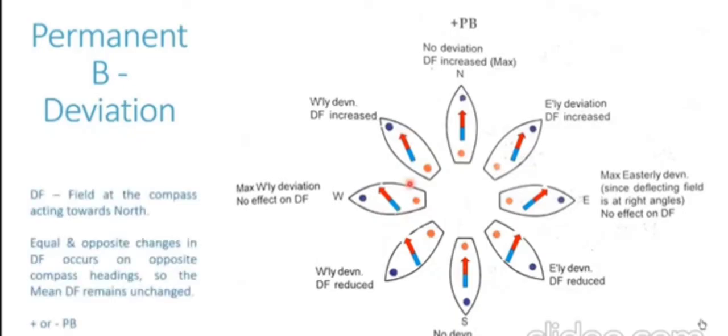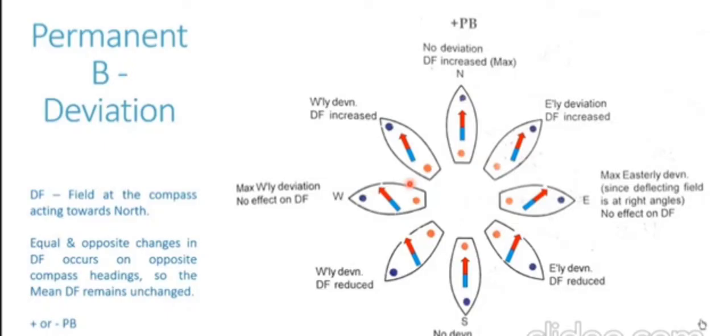This is what we mean by a semicircular deviation. For one semicircle, the deviation has a single name. For another semicircle, the deviation has the opposite name. So therefore, it is called a semicircular deviation.